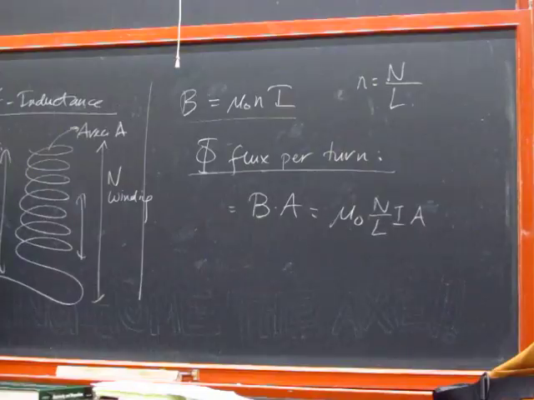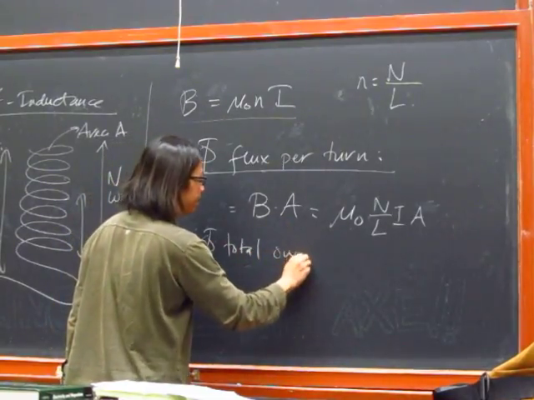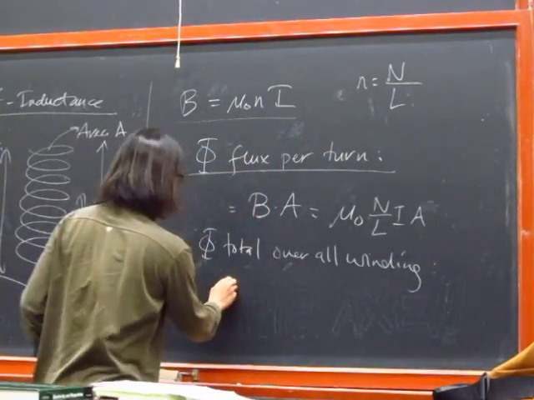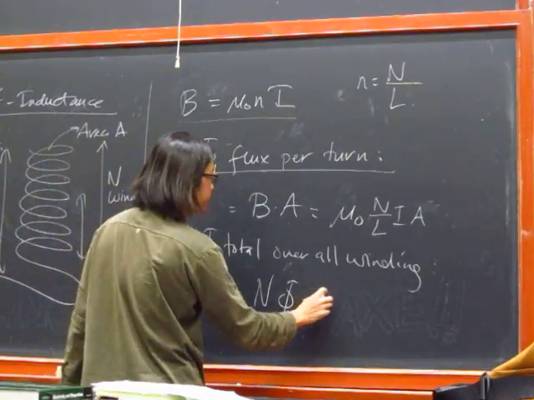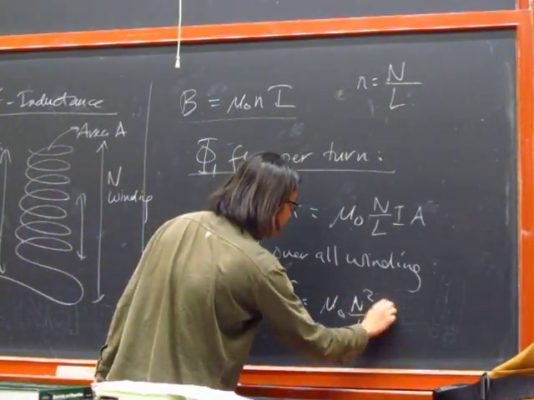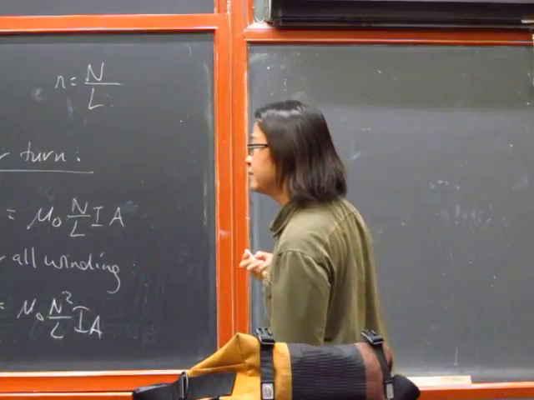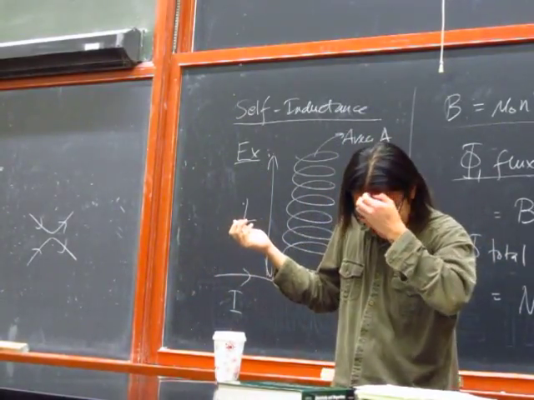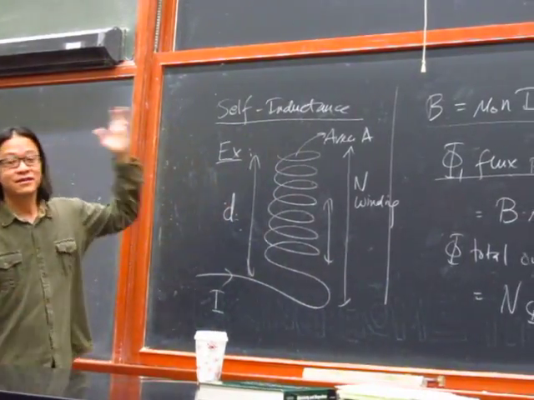But the total flux over all the windings is then just equal to N times the flux per turn, so it's mu naught N squared over L. Okay? So the self-inductance then, oh, I have to say L, but I already used L for the length. Let's call it something else. Let's call it T.